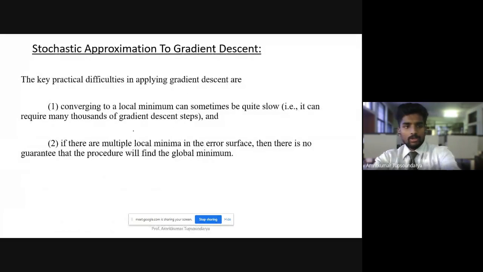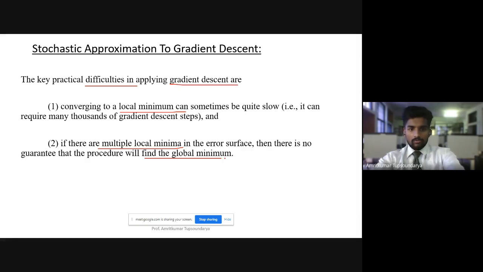So we first saw the difficulty that we see when we apply the standard gradient descent, right? The difficulty of converging to a local minima. That it can be a little bit slow, and when we have multiple local minima, it is not guaranteed that the procedure will find the global minima at the end, right? So these were the two main difficulties that we face when we apply the standard gradient descent.